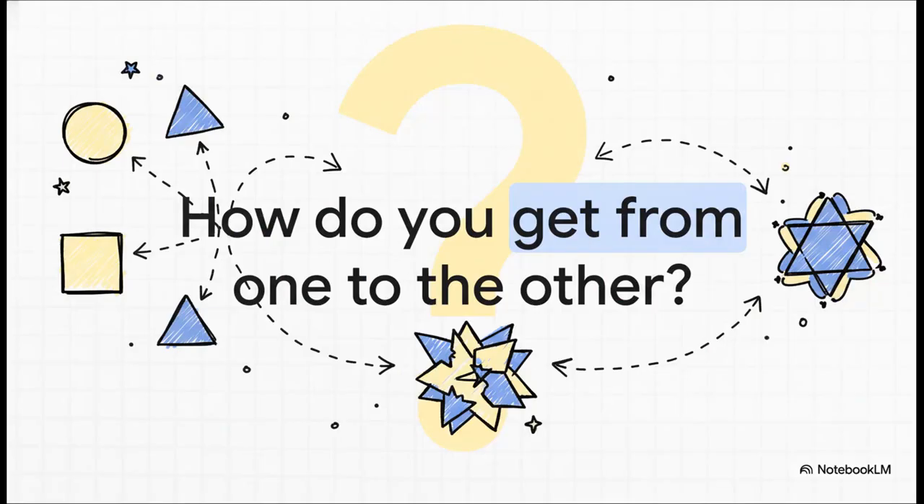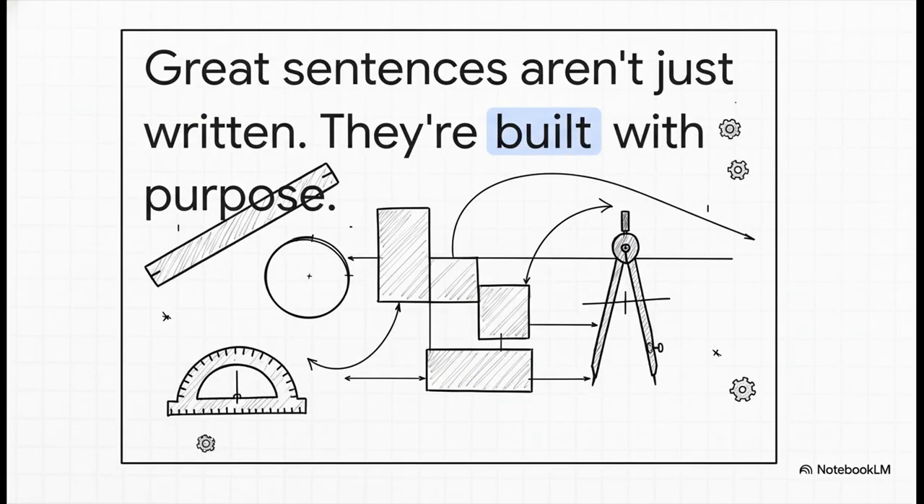So that's the big question, isn't it? How do you make that jump? How do we go from those simple, choppy sentences to something that feels so much more impactful and put together? Well, that's the blueprint we're going to lay out today. And this is the absolute key to the whole thing. You need to stop thinking of yourself as just a writer and start thinking like a sentence architect.